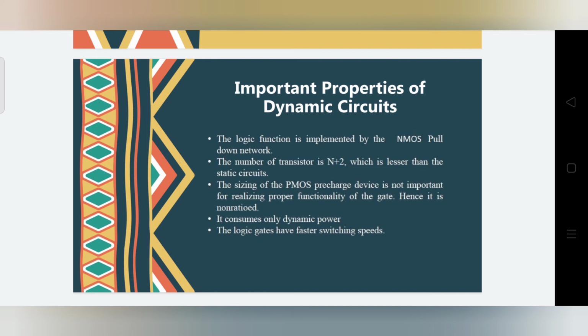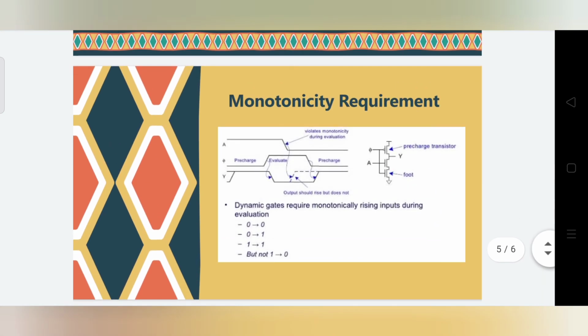At the first itself, we can know, while avoiding the static power consumption, the dynamic logic provides similar results as static circuits. The logic gates have faster switching speed because the logical effort is lower, and higher when the foot is introduced into the dynamic circuits. Then we go for the monotonicity requirement. The precharge transistor width is chosen for twice the unit resistance. It reduces the capacitive load on the clock and the parasitic capacitance at the expense of greater rising delays.